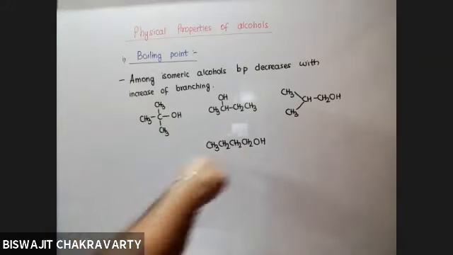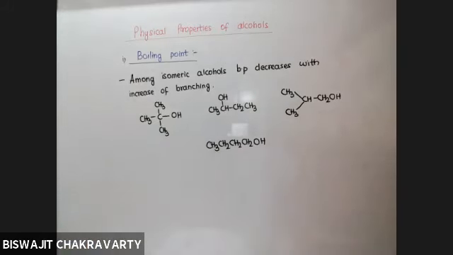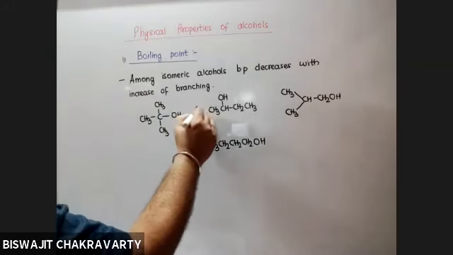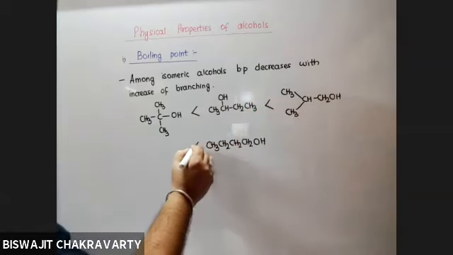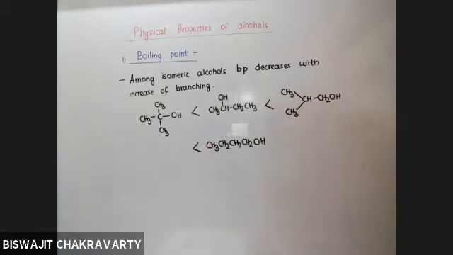Out of the four, who do you think has minimum surface area and least boiling point? Tertiary. Tertiary has maximum branching, so therefore it will have minimum surface area. And if the surface area is less, the boiling point is less. So don't you think the tert butyl alcohol will have least boiling point and N-butyl alcohol will have highest?